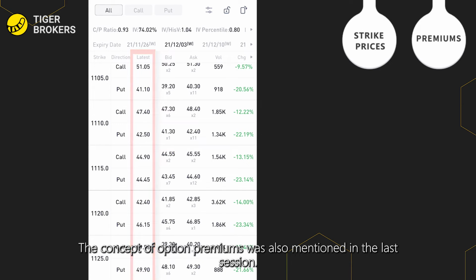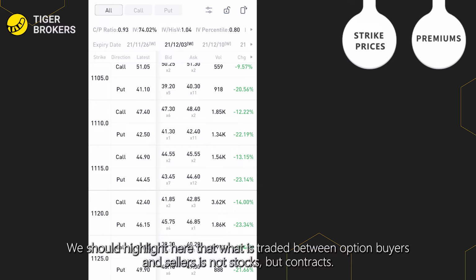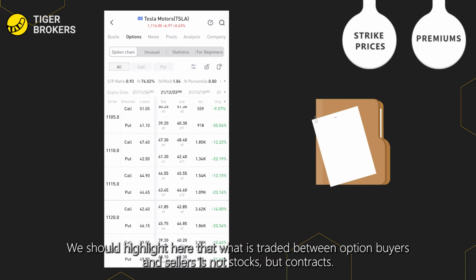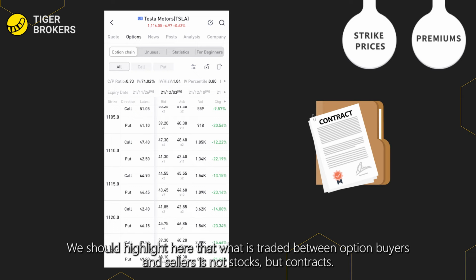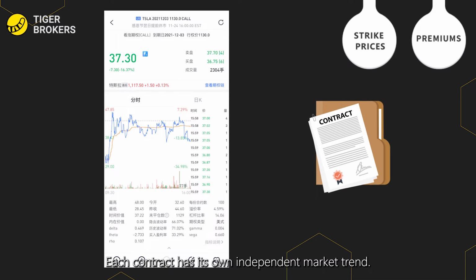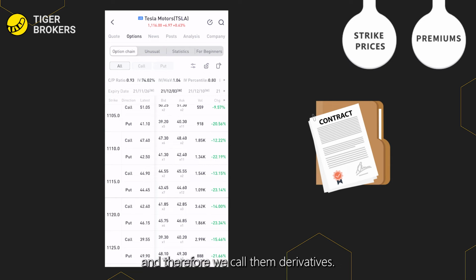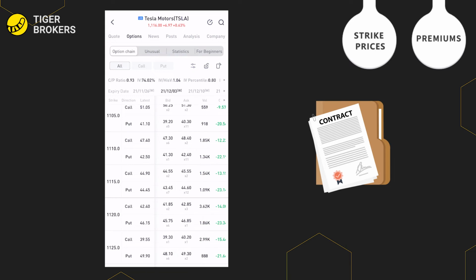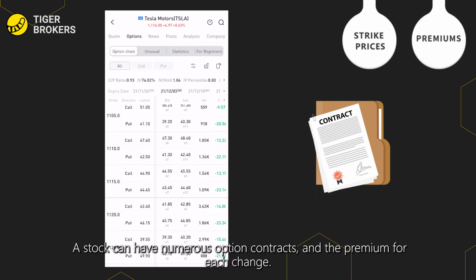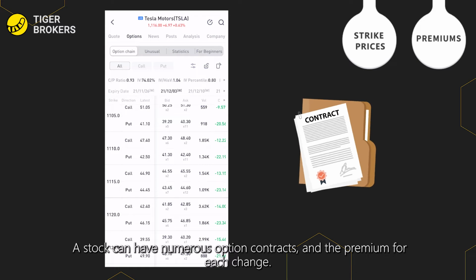The concept of option premiums was also mentioned in the last session. We should highlight here that what is traded between option buyers and sellers are not stocks, but contracts. Each contract has its own independent market trend. They are derived from the underlying assets, the stocks, and therefore we call them derivatives. A stock can have numerous options contracts, and the premium for each varies.